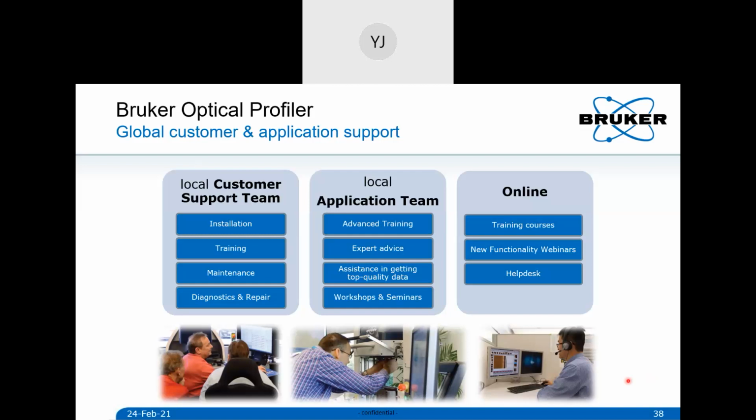Of course, no tool is complete without the support or help in getting the best out of the system. In India, we have a local customer support team through Fovision. Many of you are aware of them. They have been helping us in both the sales and the after-sales support, installation, training, and maintenance. We have a local application team through Bruker, and also an application team in our Singapore lab to give you more expert-level advice.